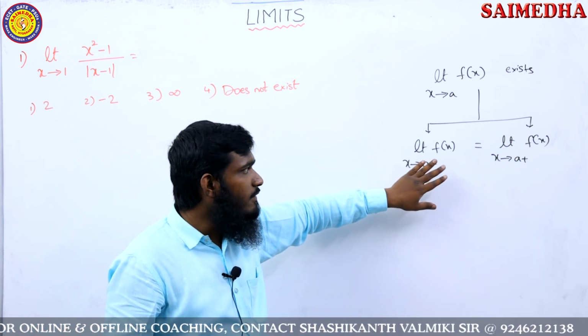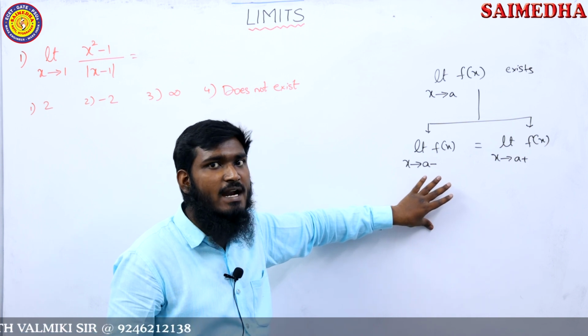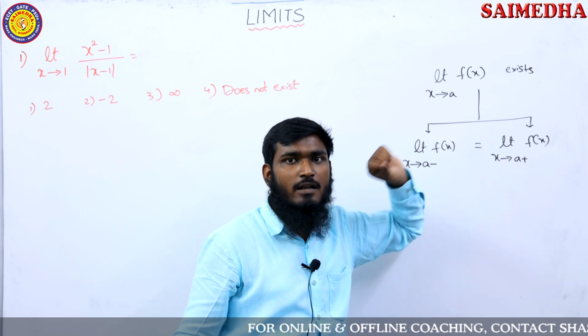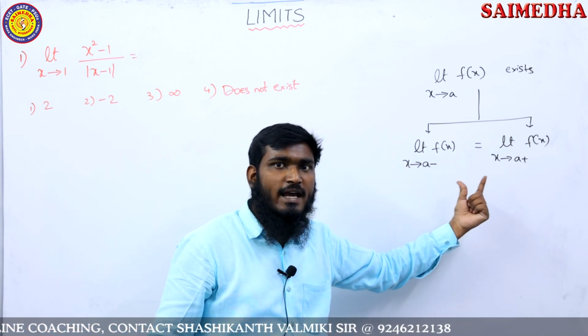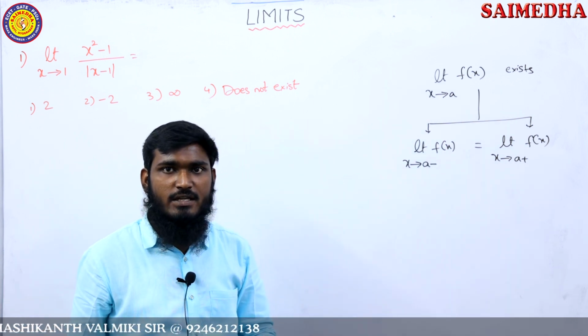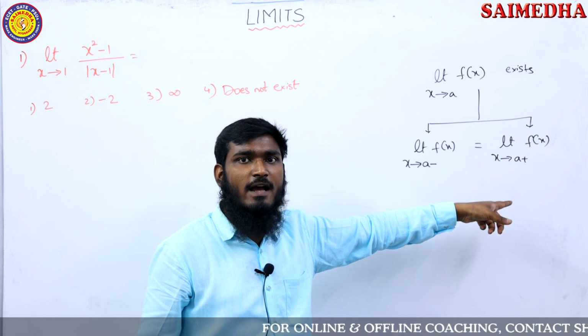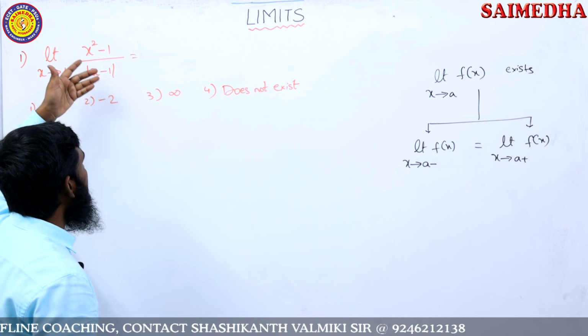So whenever we discuss the a minus part, we call it the LHL, left hand limit, and this part we call the RHL, right hand limit. If the LHL value is equal to the RHL value, then only the limit exists. Understood? If the LHL value is not equal to the RHL value, the limit does not exist. Understood? So what is the condition here in the question?